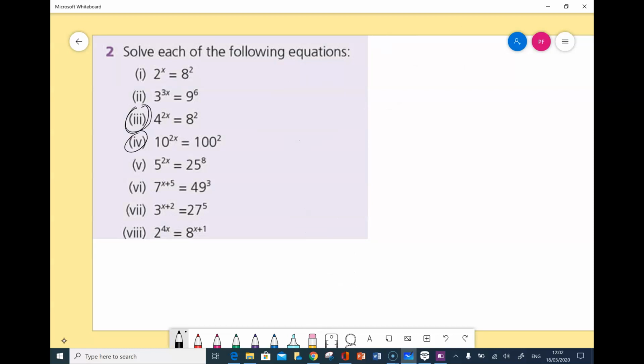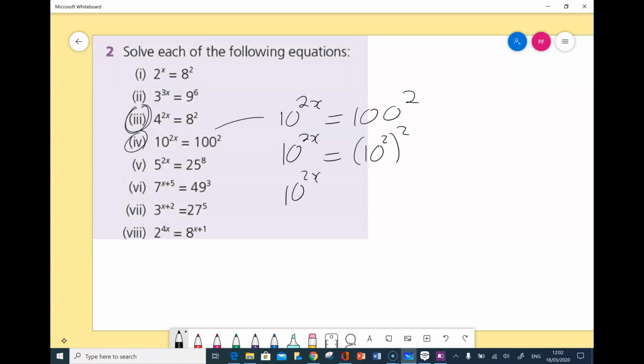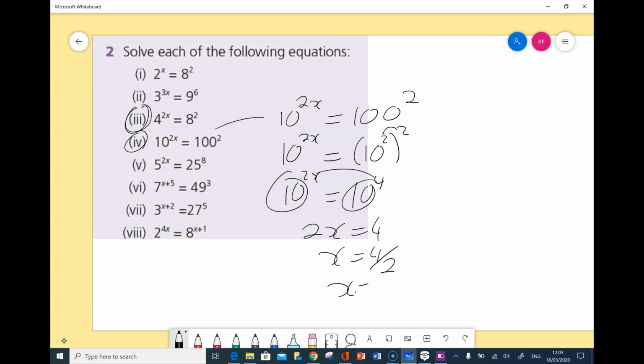Okay, part 4. 10 to the power of 2x is equal to 100 squared. So obviously we're able to write 100 as 10 squared, so we're able to create our base numbers here. So it's 10 squared, squared. So 10 to the power of 2x, so when we've got brackets and indices in between them, we multiply: 10 to the power of 4. Base numbers are the same, so indices are the same. 2x equals 4, x equals 4 over 2, x equals 2. Okay, on to part 5.